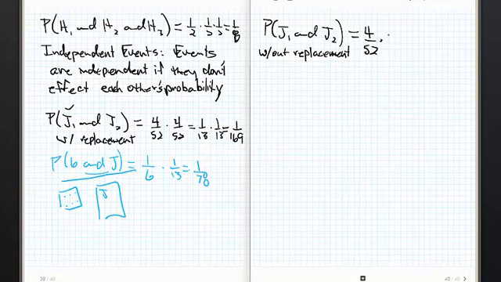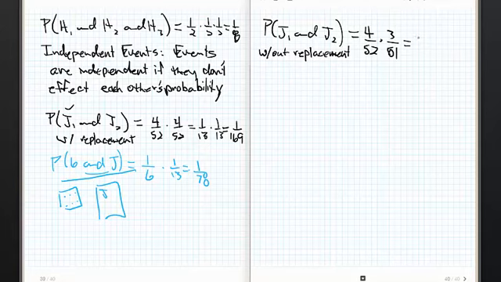How many jacks are there left? There's 3. How many cards are there left? There's only 51, because I already burned one of my cards here. All right? So the probability of getting a jack and a jack in a 2-card hand, if I flip them up one at a time, is, good gracious, how am I going to do it?